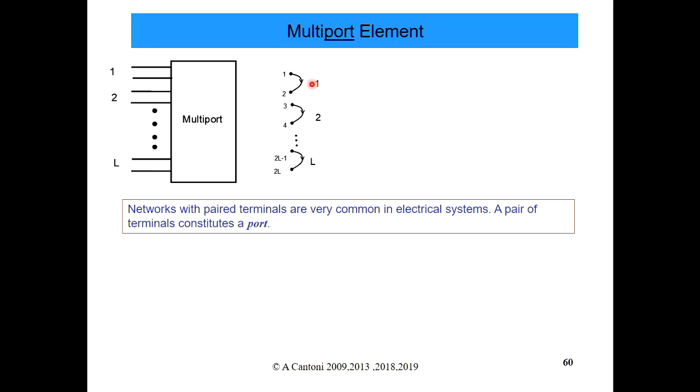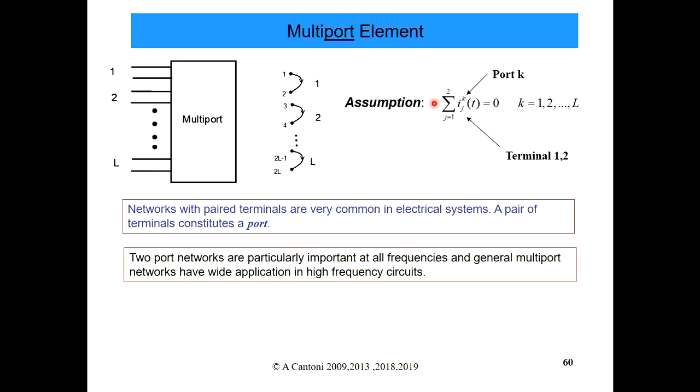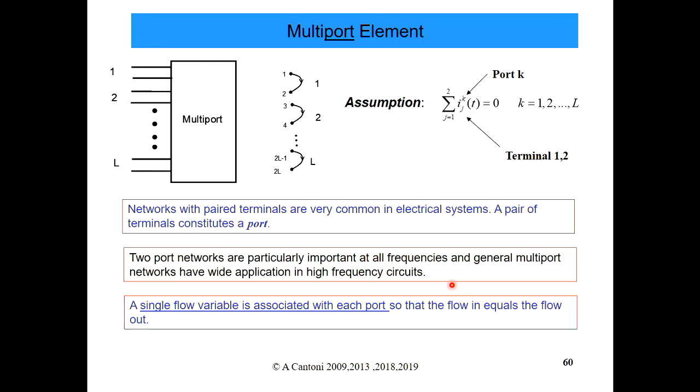And the extra condition or assumption is that the sum of the currents at each of the ports is going to be 0. So the current in here equals the current out, okay? So, the magnitudes are equal, but directions are opposite for each of the ports, okay? So that's what we have, okay? In particular, two-ports, we use them a lot at high frequency to describe circuits.